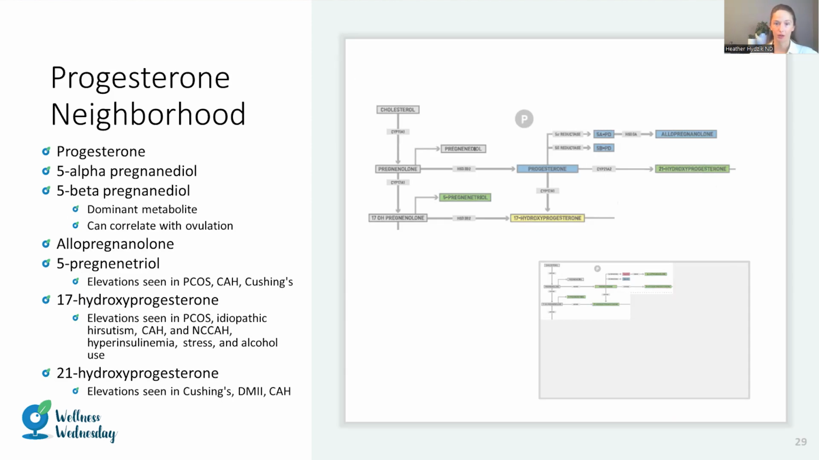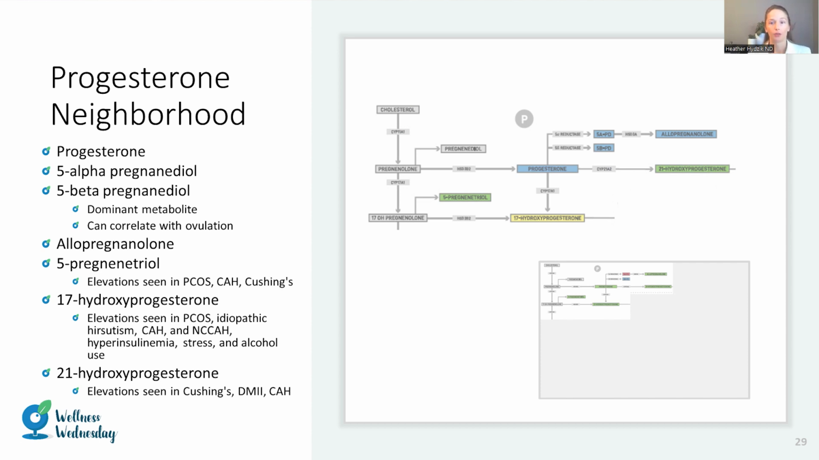Starting with the progesterone neighborhood. Most urine metabolite tests don't offer actual progesterone levels, but our lab has the ability to measure progesterone directly, and an estimation is not needed. Most labs add the alpha and beta pregnanediol together to estimate that, but we give you the progesterone here.